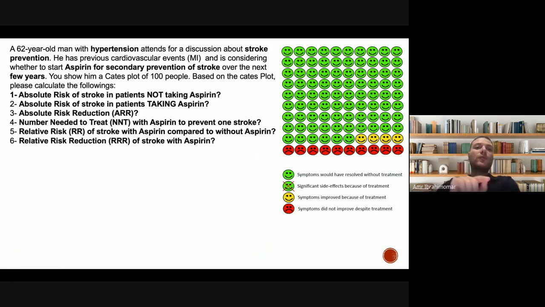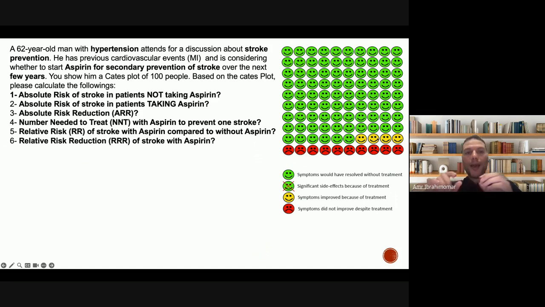The absolute risk of a stroke if they are taking aspirin. So if we give 100 aspirin, how many people will have a stroke? All these red faces. It will be 10%. Why? Because if we give all of them aspirin, 4 faces will be saved. 4 patients will be saved. So these 4 patients will not have stroke. So they are lucky.